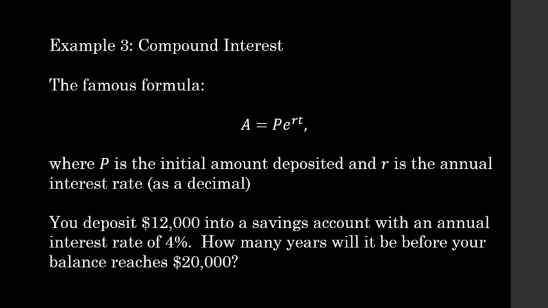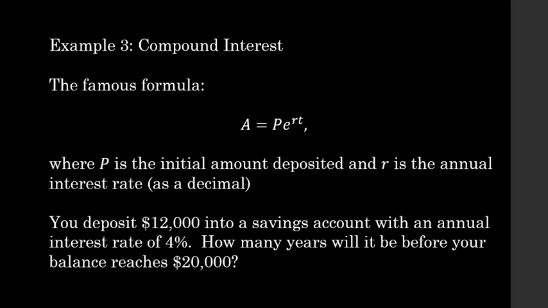Now, just as a small side note, if you find a bank that's going to give you an annual interest rate of 4%, take it right away, because nowadays interest rates on savings accounts are, as you know, basically nothing. So 4% is amazing.